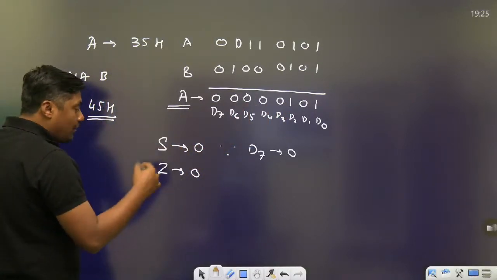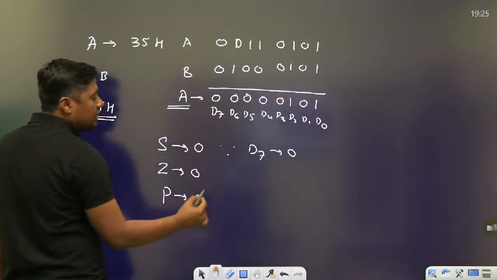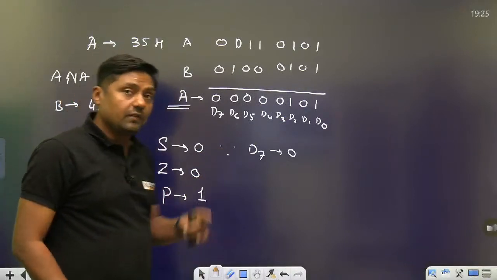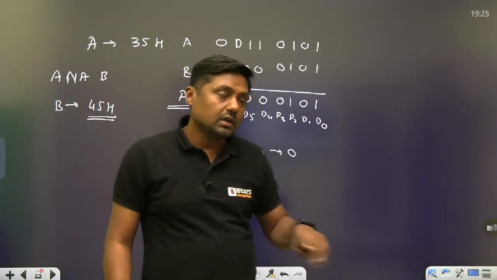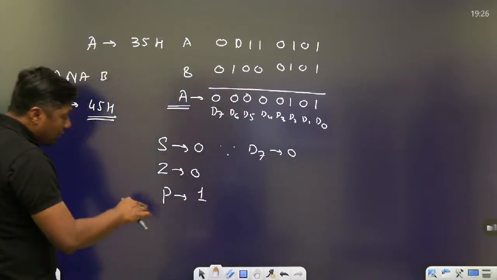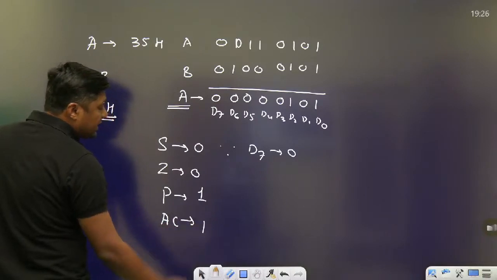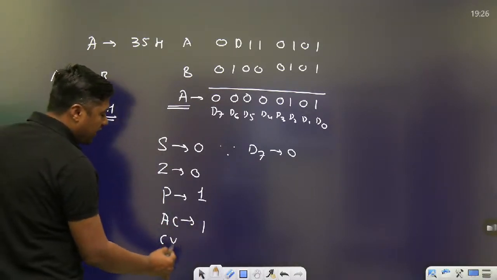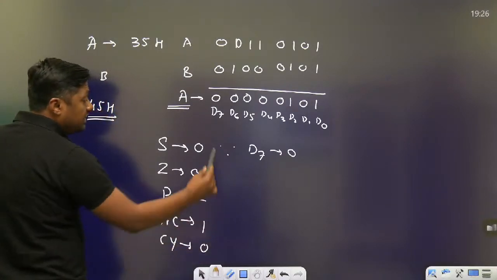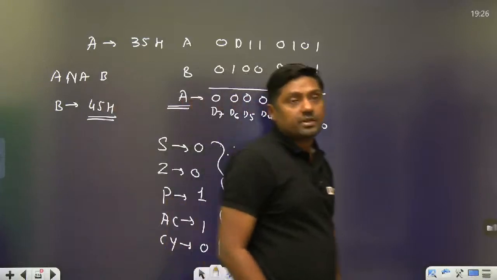Now, what about the parity flag? Parity flag: the number of ones, if it is an even number, it will set. Now, if the number of ones after the logical operation is even in the accumulator, then it is one. What about the auxiliary carry? It is always set after the AND operation. And what about the carry flag? It is reset. It will become zero. And that is the status of the flag register after the ANA operation.